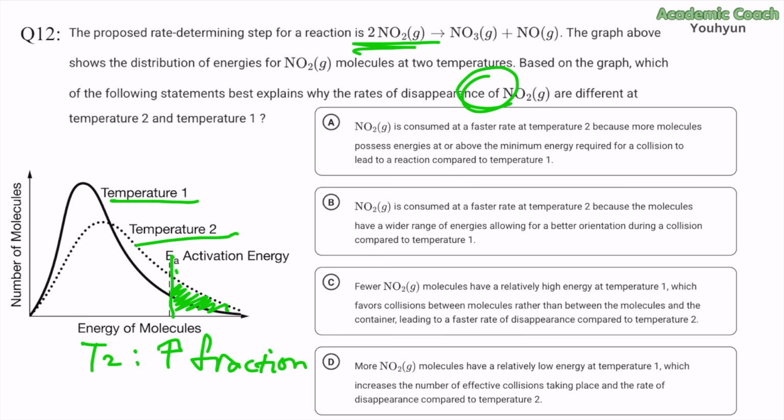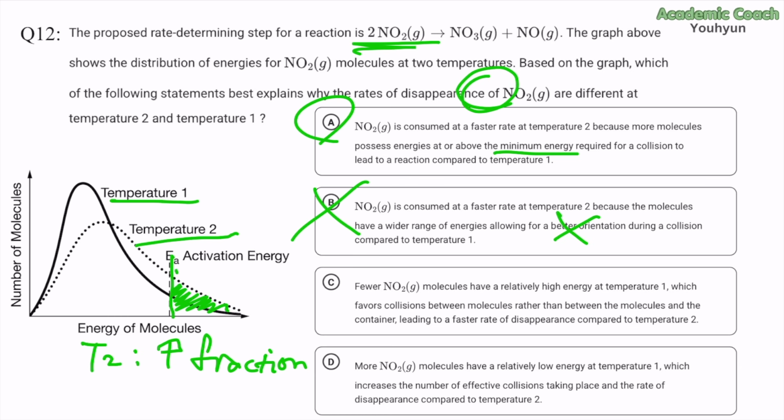So, A: NO2 is consumed at a faster rate at temperature 2 because more molecules possess energy at or above the minimum energy required. Yes, so A is the right answer. A states that a greater fraction of particles has energy over the activation energy. B states that NO2 is consumed at a faster rate because the molecules have a wider range of energies, allowing for a better orientation. So it's kind of true that it has a wider range of energies, but it has nothing to do with the orientation. So B is not correct.